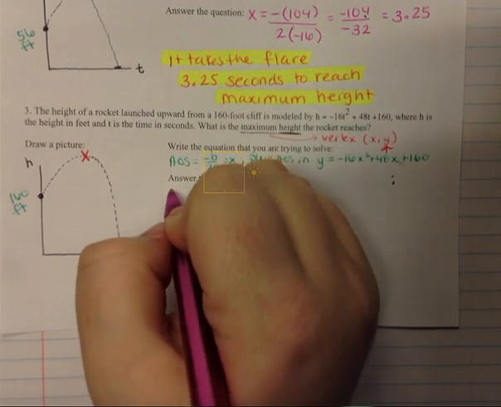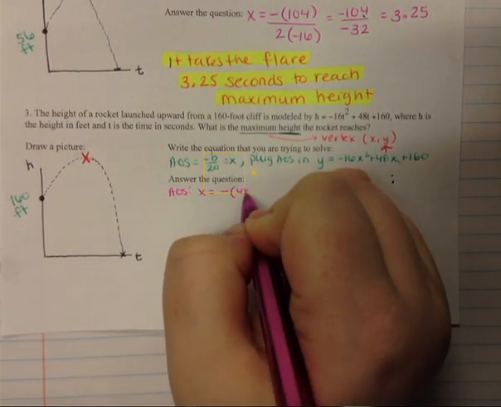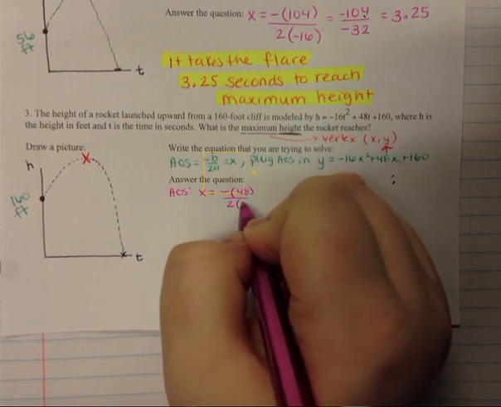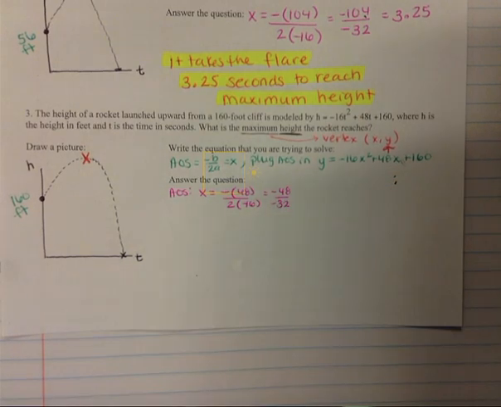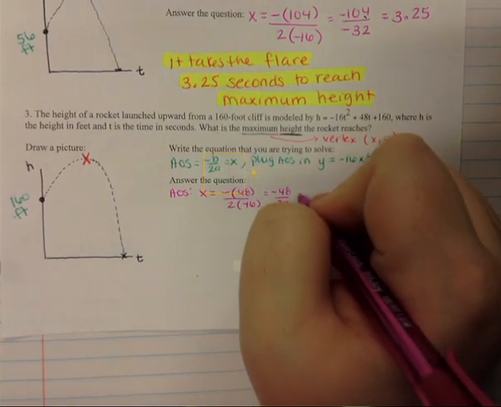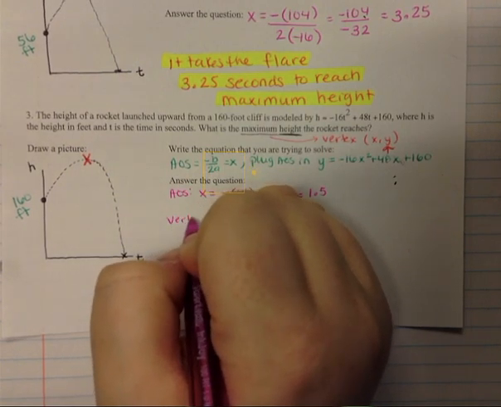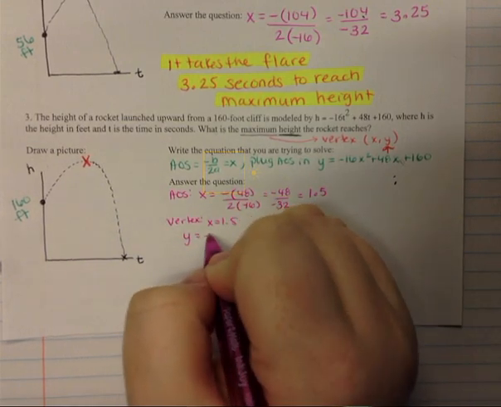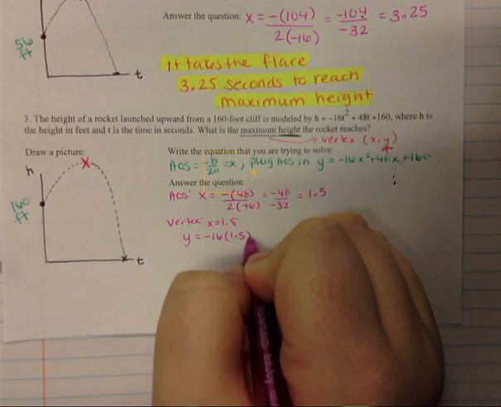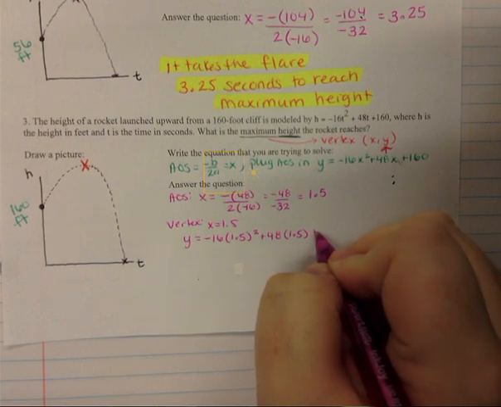So our AOS, x equals negative b, which is 48, over 2a, which is negative 16. So that's negative 48 divided by negative 32. So we have negative 48 divided by negative 32 is equal to a positive 1.5. And now we want to find our vertex, which x is equal to a positive 1.5, and our y is equal to negative 16 times 1.5 squared, plus 48 times 1.5 plus 160.